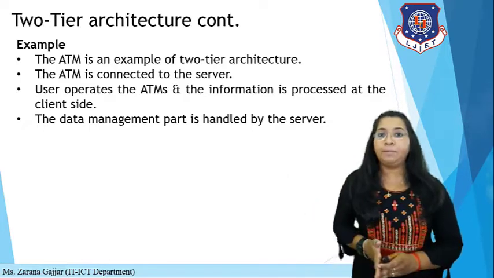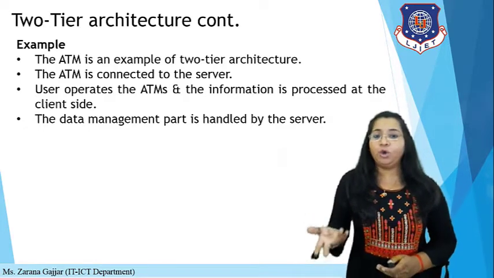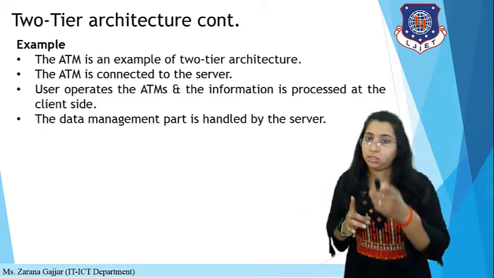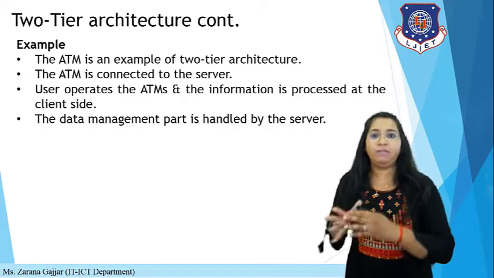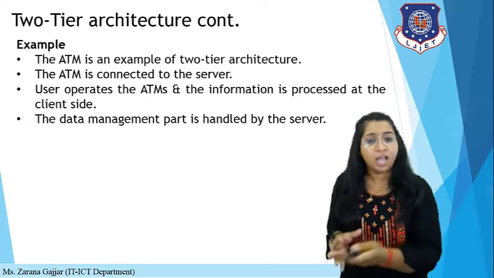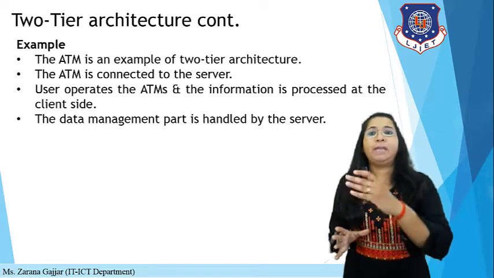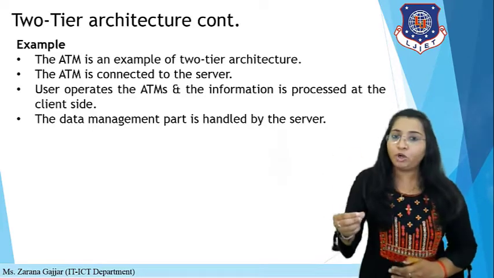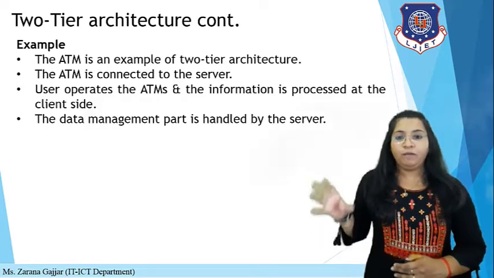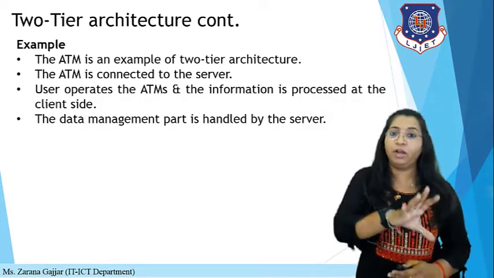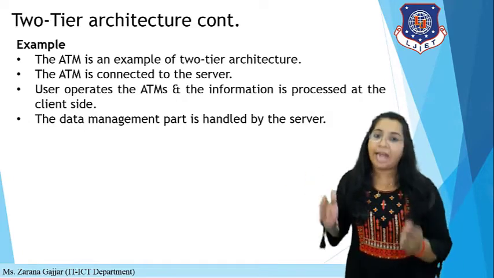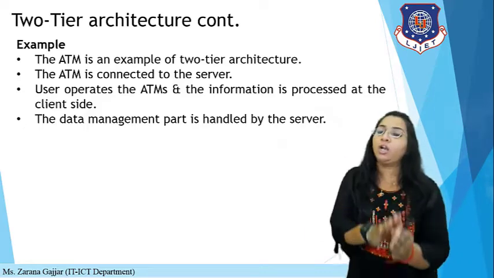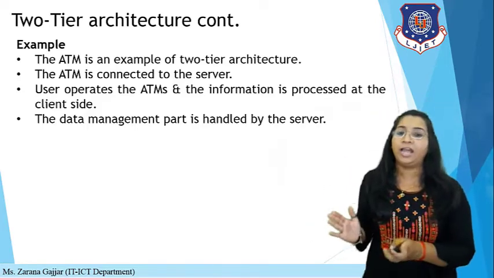So what is the example? The example is the ATM, automated teller machine. The ATM is an example of two-tier architecture where the ATM is connected to the server. If I am a customer, I operate the ATM and the information is processed at the client side, and the data management part is handled by the server. If I have to deposit or withdraw money, that is the client side process, and our bank acts as the server. So this is the basic example of two-tier architecture with direct communication between client and server, meaning your ATM machine and your actual bank.